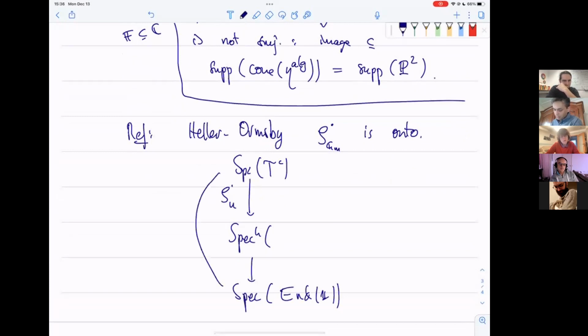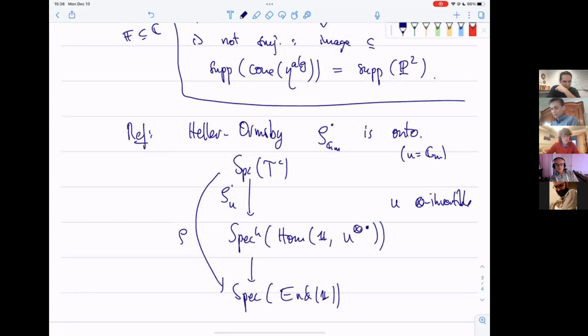So this is the comparison map rho, and there is a version where you take U, a tensor invertible, like a circle, like the Gm that we have here. So here it's for U equals Gm, and you can look here at the graded endomorphism, or let's say the ring where you have the homomorphism from 1 into the tensor powers of your invertible. That gives you a graded ring, and you can ask, well, is there a relation between those two things? And what they proved in this paper is that this map here is surjective.